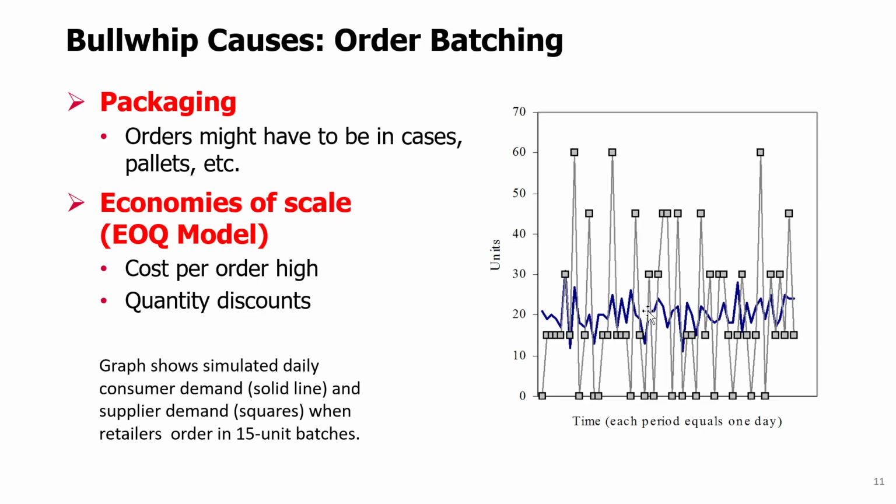And if they order 1.5 of 15 unit batches, they actually have to order 2. So they have to order either 30 or 15. And so you see much bigger swings due to batching.